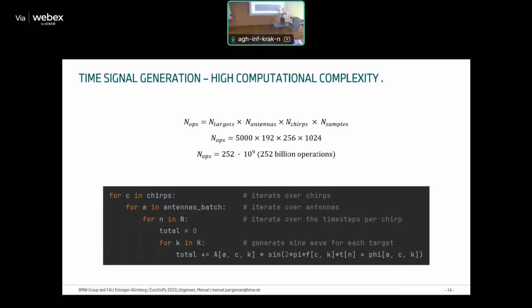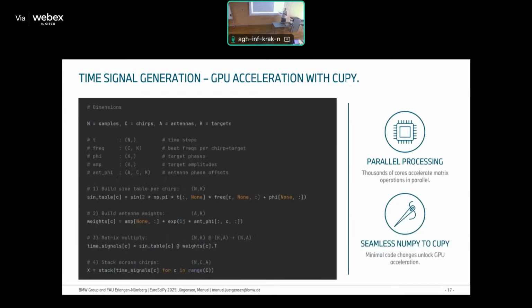Problem is, it works for about 10 targets, and then it doesn't work anymore. So maybe you already see the solution to the problem. We can use matrices and we can use matrix multiplications.